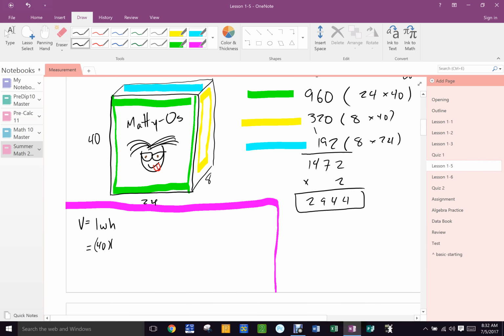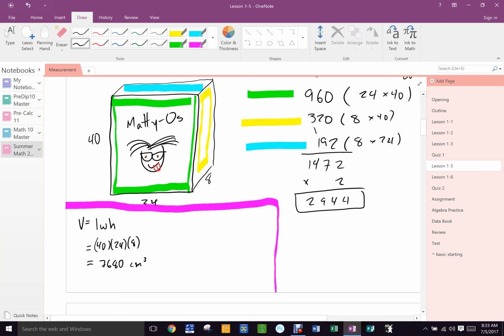40, 24, 8, and you get 320 times 24 is 1280, and 6400 is 7680, right? 7680 centimeters squared. Why is it cubed? Because it's volume.